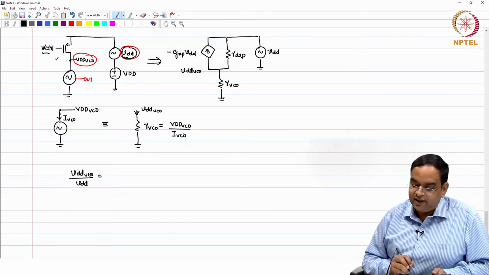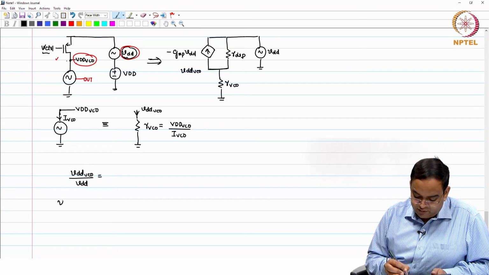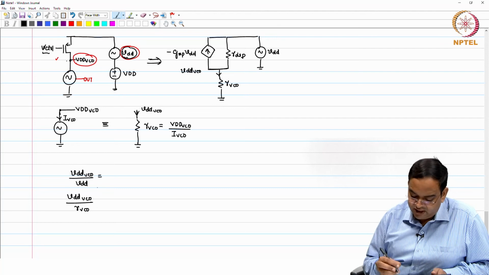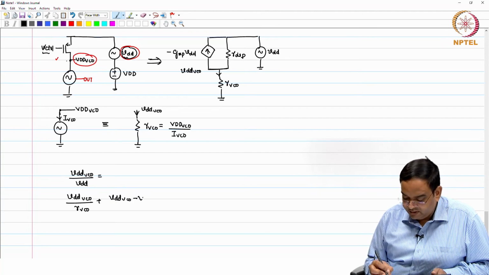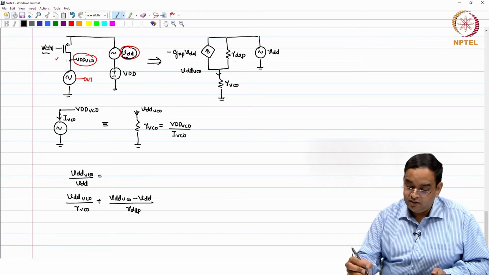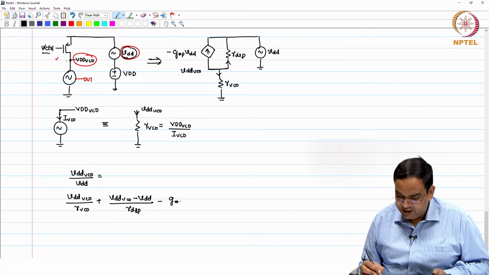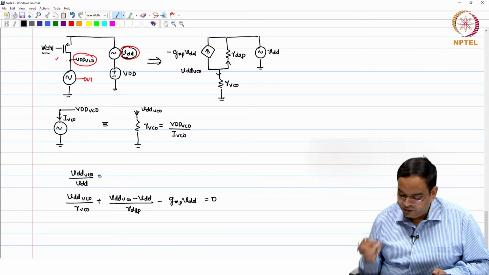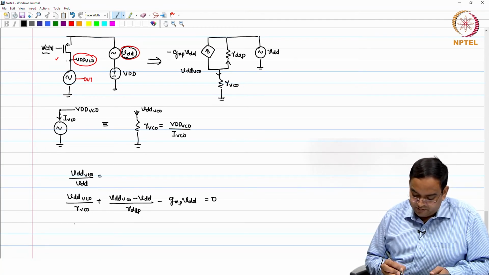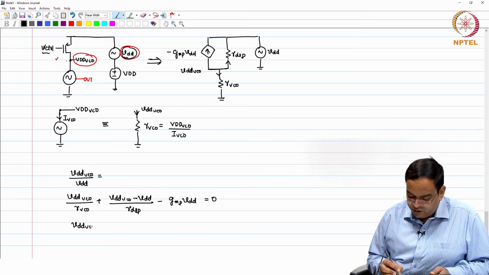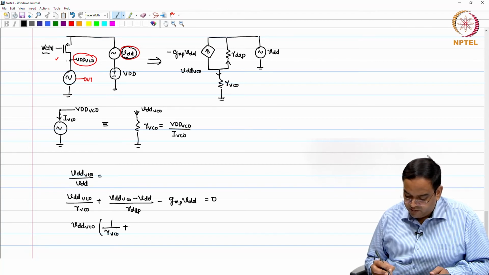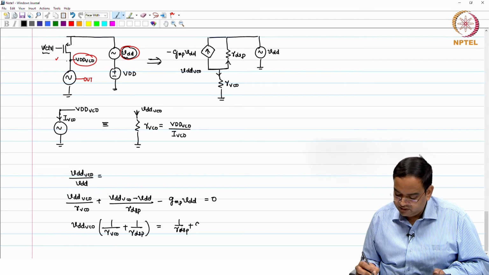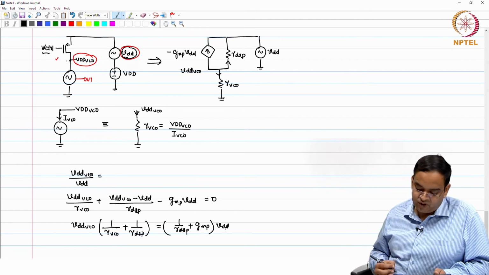In order to find this, I will solve the small signal circuit as shown: VDD VCO by R VCO, the current in this branch, plus VDD VCO minus VDD divided by R DSP, which is the current in this branch, minus GMP VDD equal to 0, right. Well, you can take all the terms on one side. So, we have VDD VCO times 1 by R VCO plus 1 by R DSP equal to 1 by R DSP plus GMP times VDD.